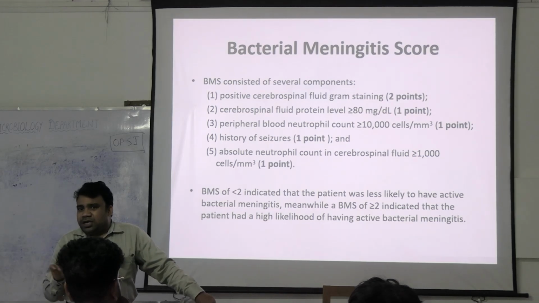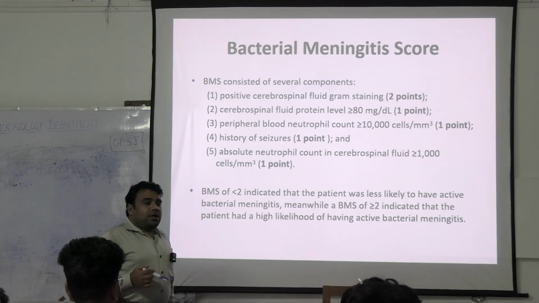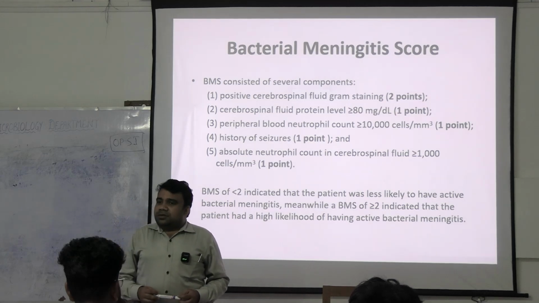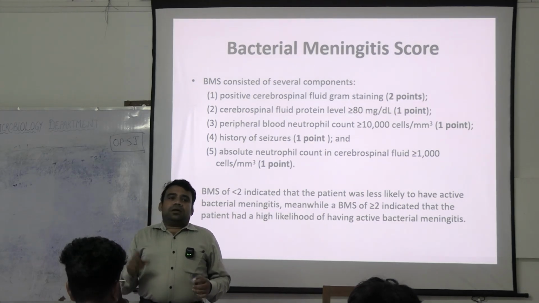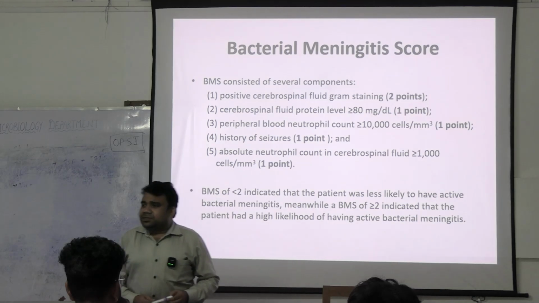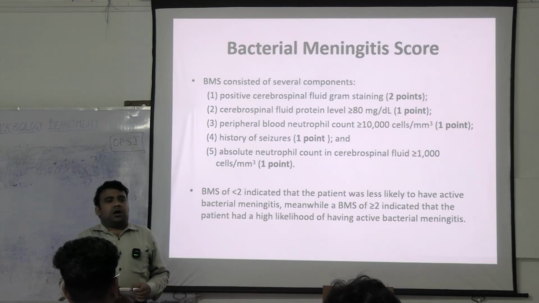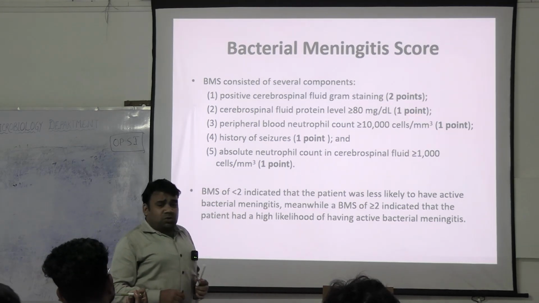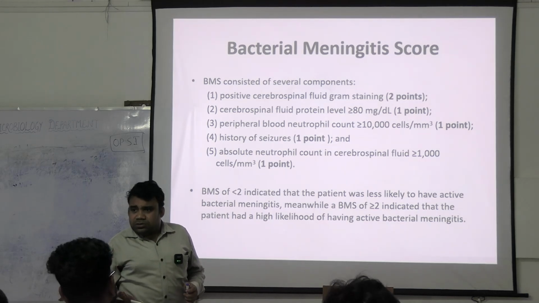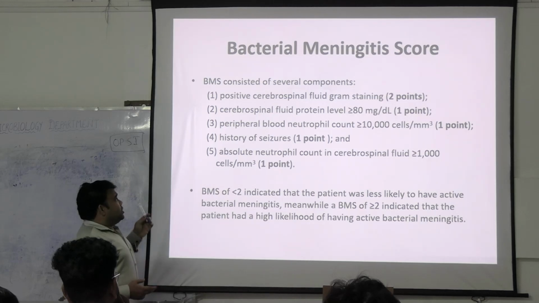SOFA, sepsis score. Like for diagnosis of sepsis there is a score called SOFA score. In case of pneumonia we have the CURB-65. For meningitis we have a score called the bacterial meningitis score by which we can diagnose meningitis. So obviously the score is very simple.